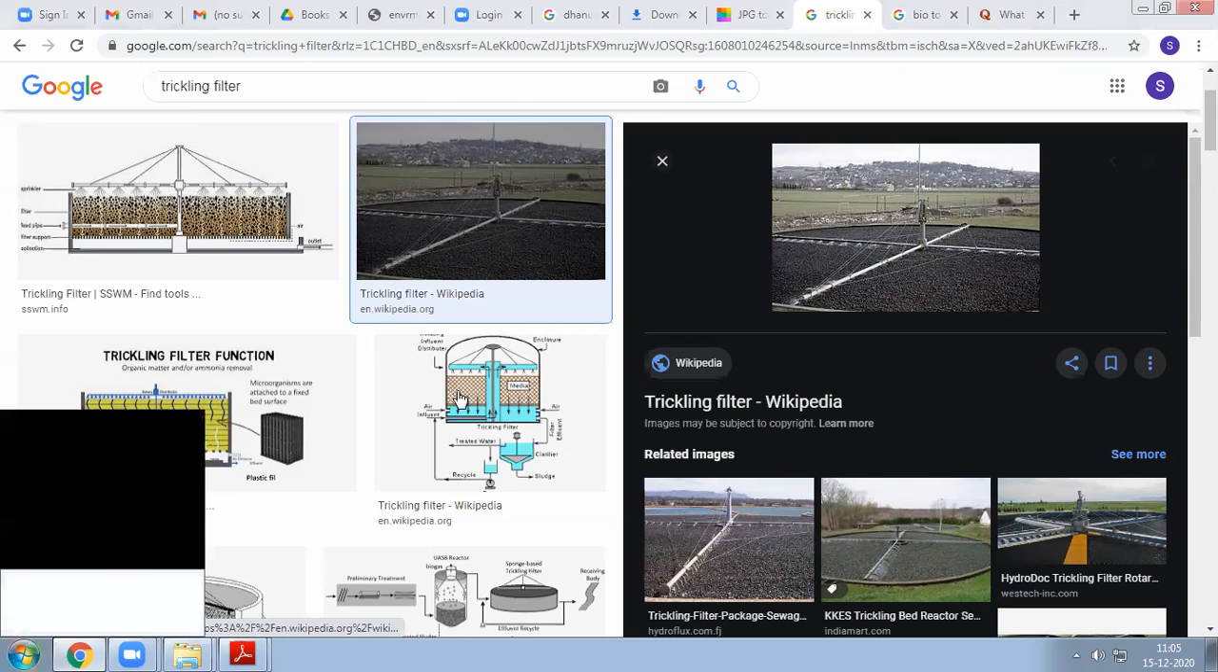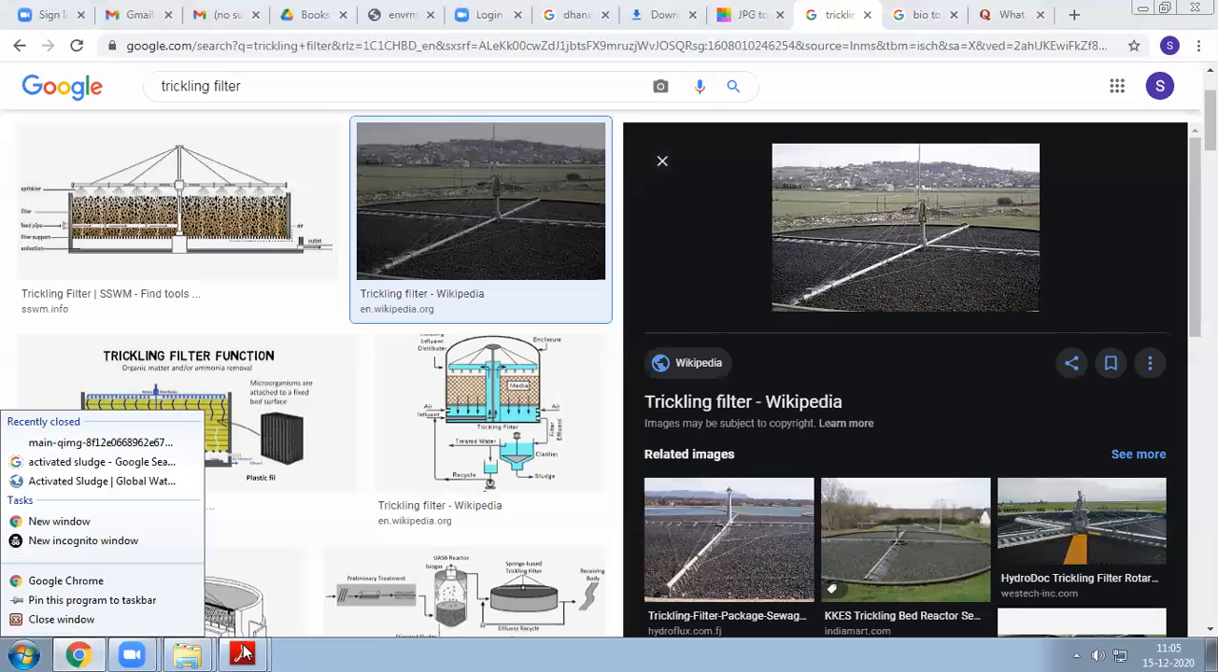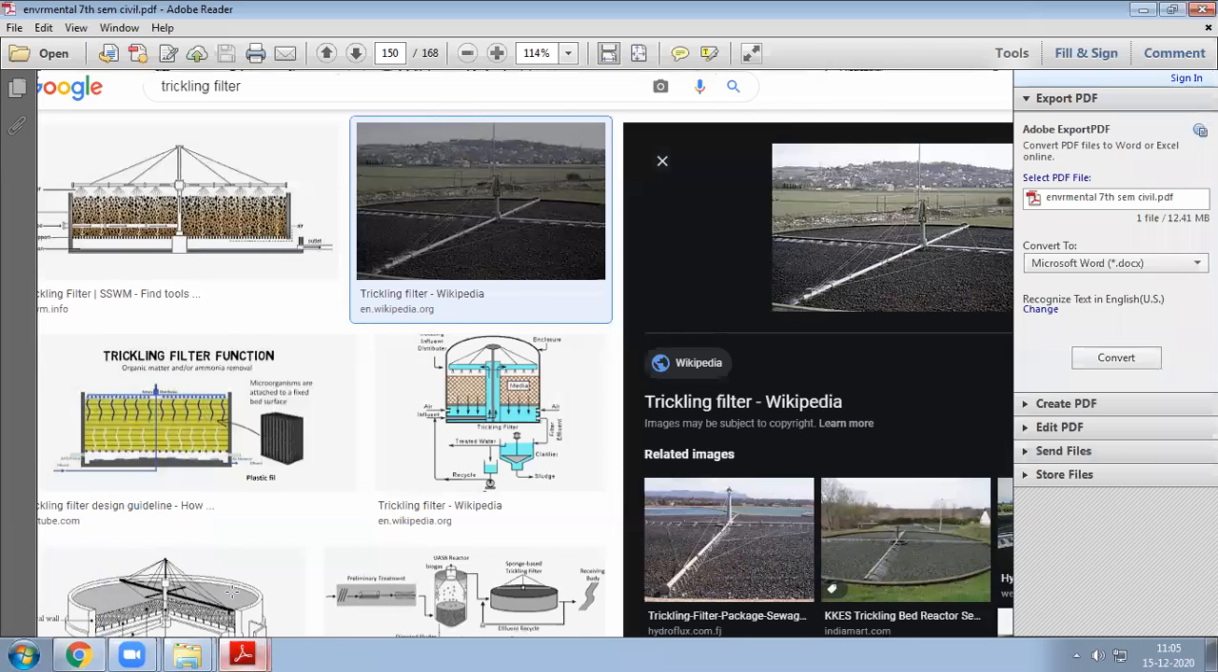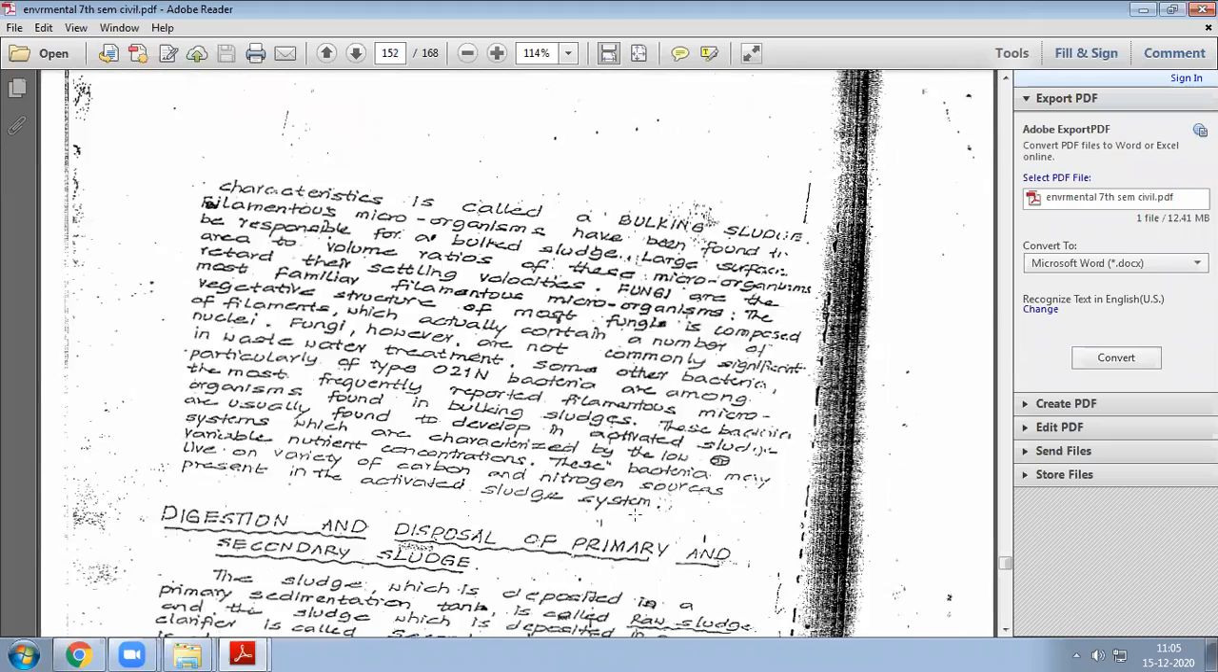I think one more concept is there: sludge digestion beds. I'll try to do that and I'll finish it. Okay. So that last concept, the sludge digestion bed, is there.